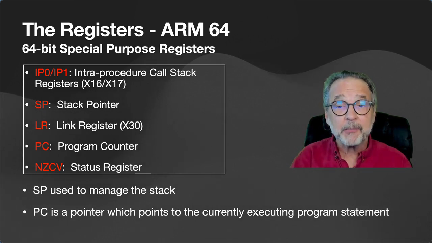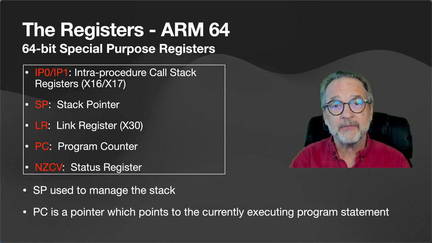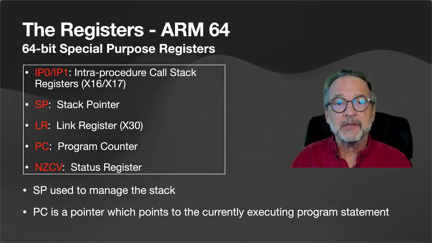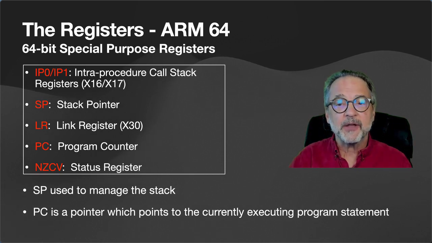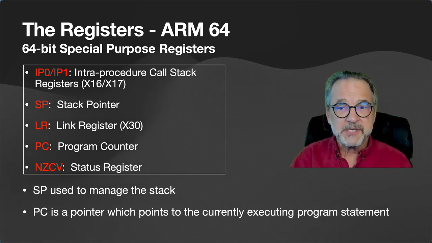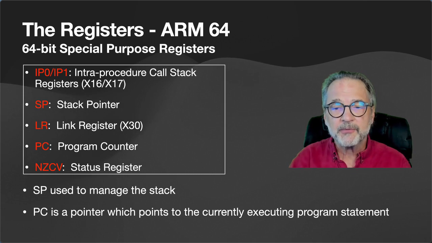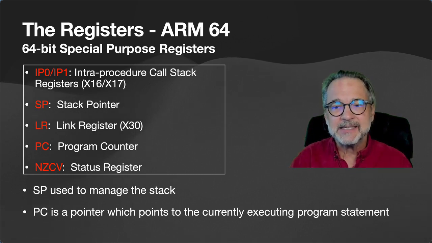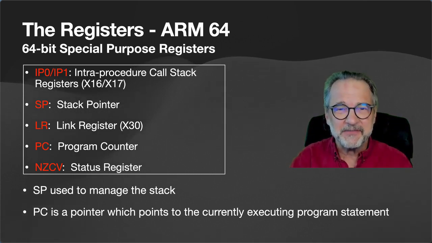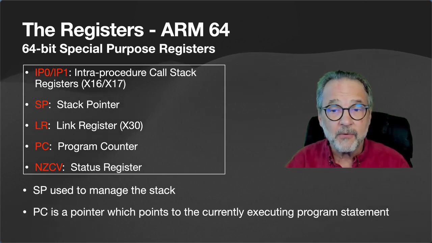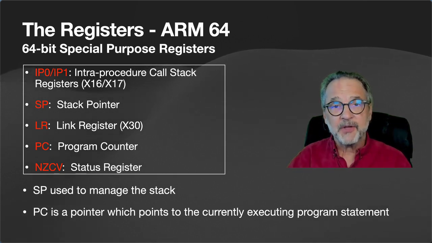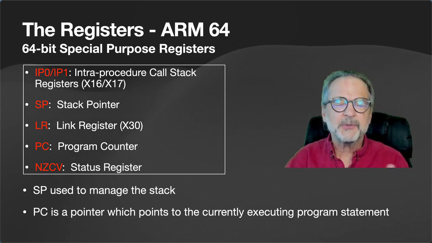Then you have the stack pointer, which is actually independent of any of the general purpose registers. You have the link register, which is associated with the X30 general purpose register. You have the program counter, which, as you see here, has nothing to do with any of the general purpose registers. And then you've got the NZCV register, and that's the status register for ARM64. So that will tell you whether or not there's been a 0. We'll talk about that in a little while.